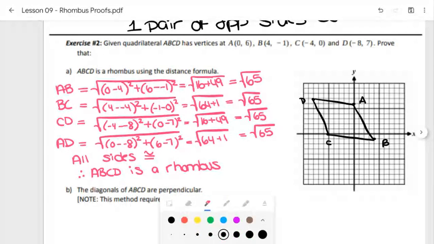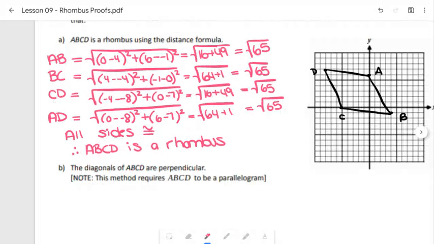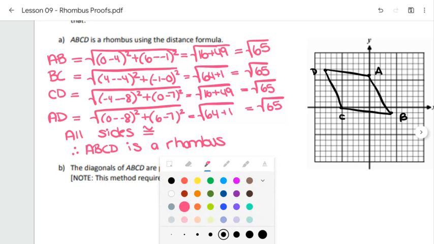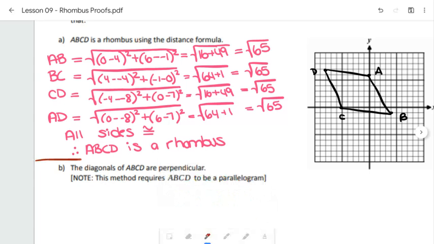We could show that the diagonals are perpendicular. Now, I'm saying it is a totally different way of proving. So I'm ignoring everything in part A for a second. I'm pretending like I didn't just do it. I'm just talking about a different way I can prove that I have a rhombus.